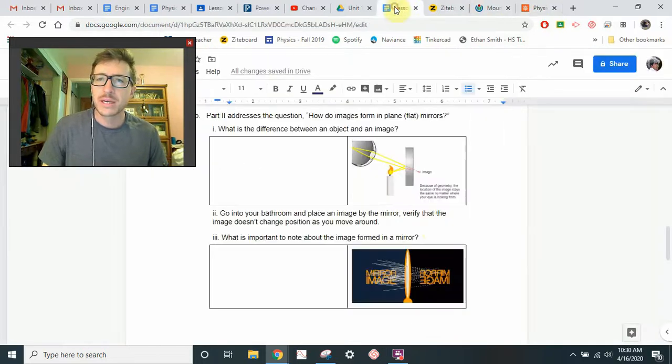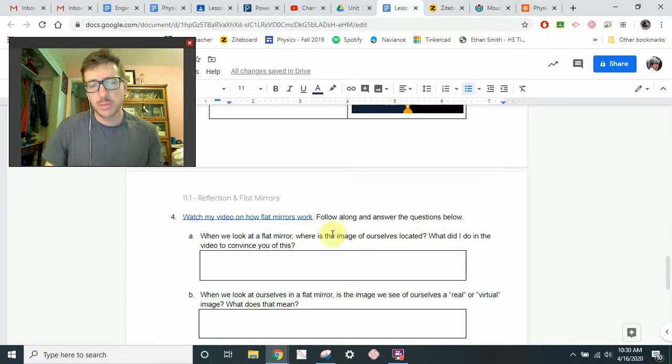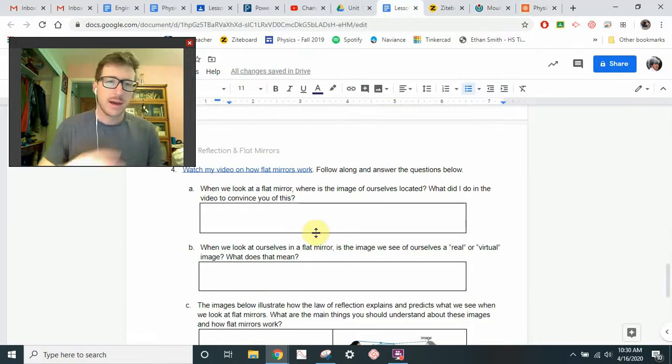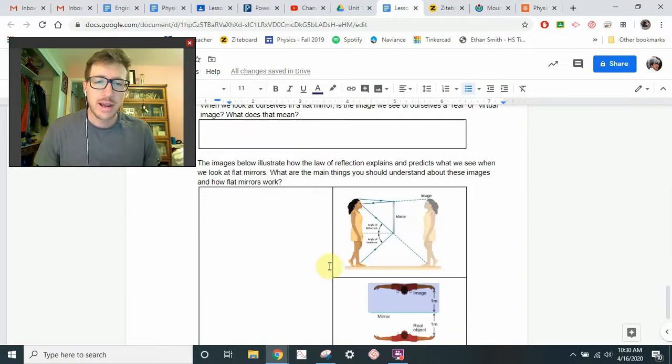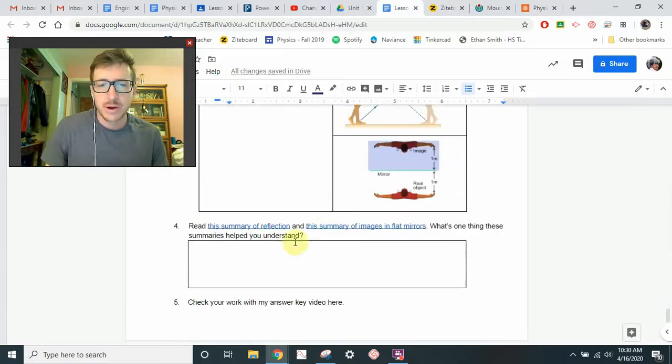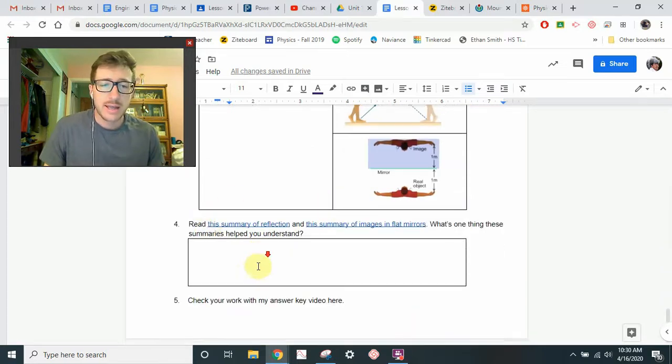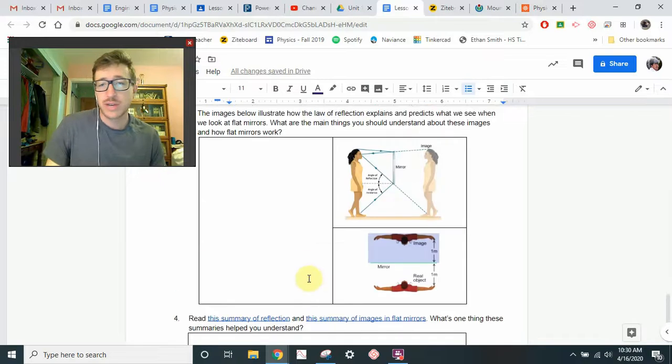And then this last piece, I'm going to post one more video talking about flat mirrors that you might see in your bathroom, for example, and how that works and some of the geometry that's going on there. So be ready for that. There's a few readings as the last piece I'd like you to check out. And then I'm going to post an answer key to these questions if you would like to check your work.